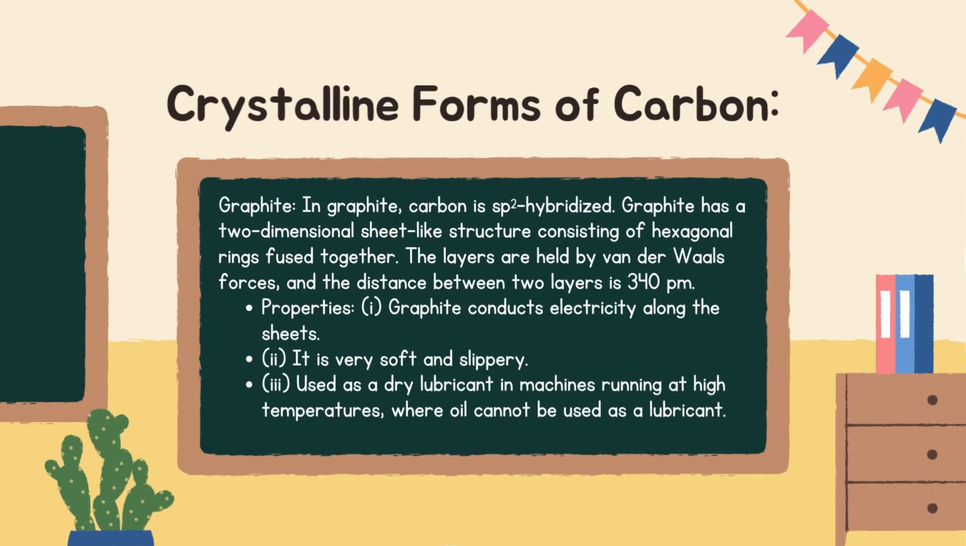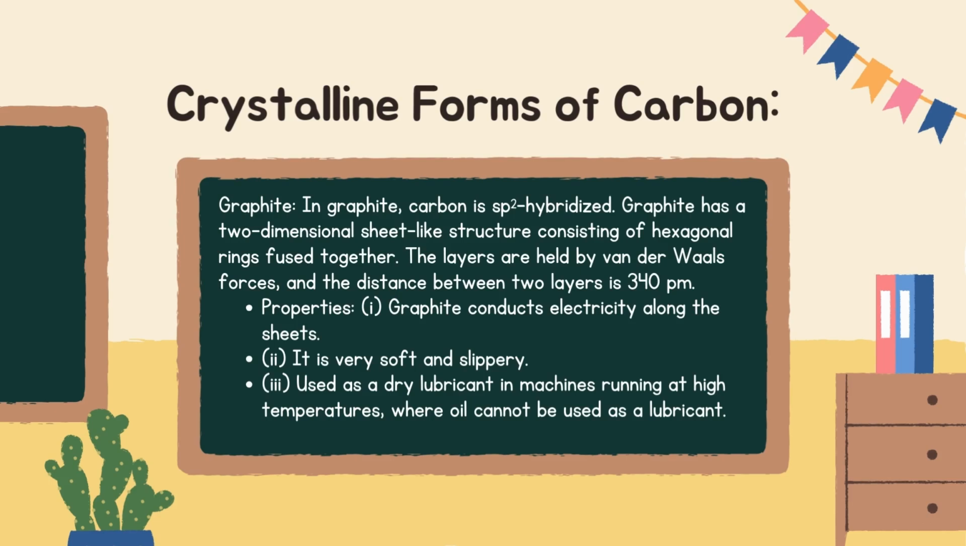Graphite. In graphite, carbon is sp² hybridized. Graphite has a 2-dimensional sheet-like structure consisting of hexagonal rings fused together. The layers are held by van der Waals forces, and the distance between 2 layers is 340 pm.